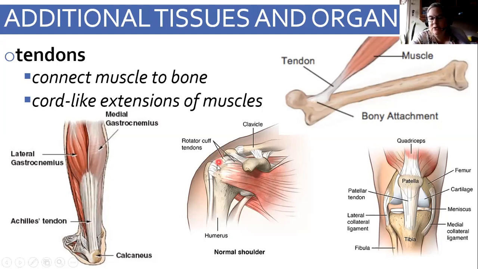Rotator cuff tendons. So these are the tendons that are connecting the muscles in our shoulder to the bone of our shoulder, right? So we can have people that have rotator cuff injuries. And then here's the patellar tendon that's connecting our muscle up here, our quadricep, to the tibia, which is our lower shin bone, okay? And when we do the little hammer reflex with our leg, we actually tap this part of the body, the patellar tendon. Okay, so those are our tendons.